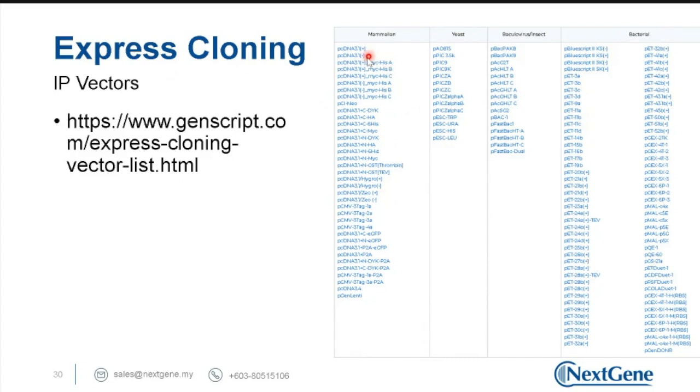So you can select which vector you want to subclone your gene sequence into, and then you can straight away perform your expression. Basically, you transform or transfect this vector with your sequence of interest into your host cell, and then express the protein.